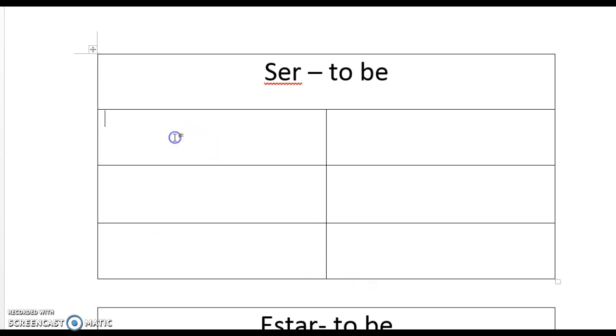So here, ser, in the yo form, we have soy. In the tú form, you being familiar, the form is eres. Third person singular, él, ella, or usted is going to be es. Nosotros somos. So that's you and I. Vosotros, remember vosotros is you all, and it's only used in Spain, and that form is sois. And then ustedes, ellos, ellas, third person plural, you all in everywhere except for Spain, or they, is going to be son.